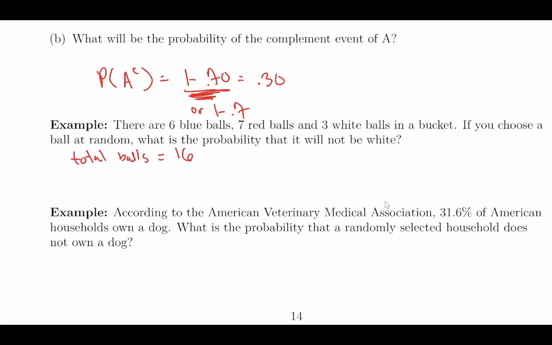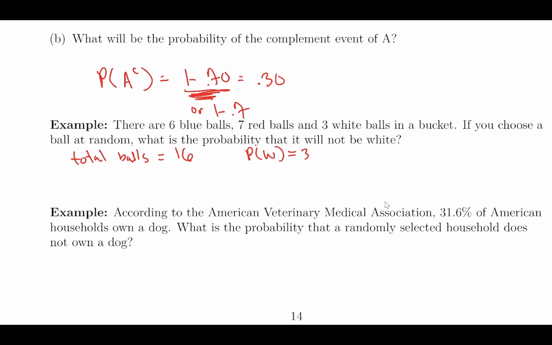All right, so what we want to do is find the probability that it will not be white. Essentially, that's a complement because we want it to be anything other than white. So we could want it to be red or we could want it to be blue. So essentially, that's a complement. So what we could go ahead and do is find the probability that this ball is white. So how many white balls do we have?